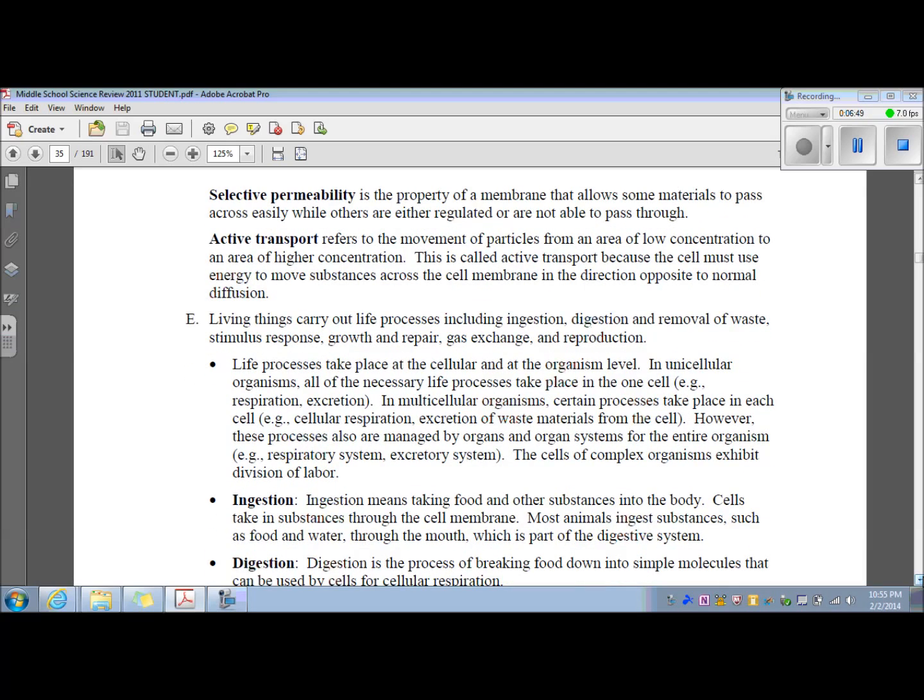Selective permeability is the property of a membrane that allows some materials to pass across easily, while others are either regulated or not able to pass through.